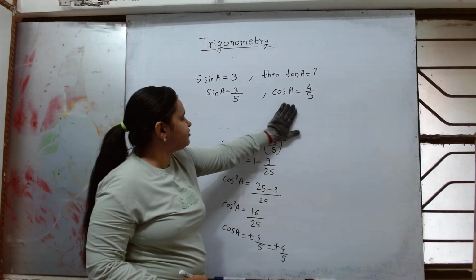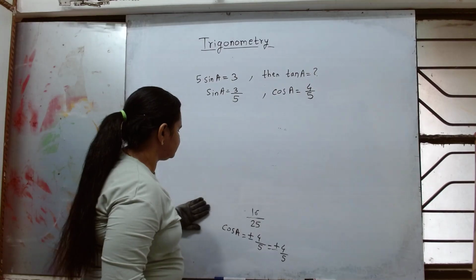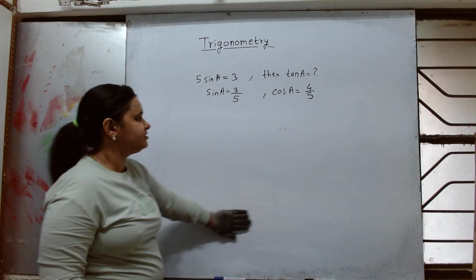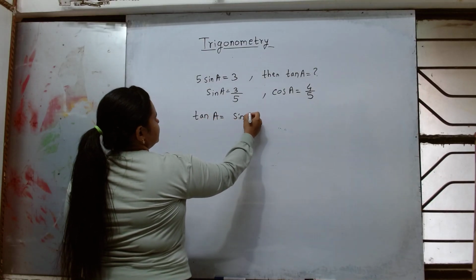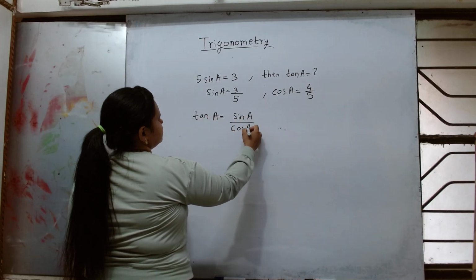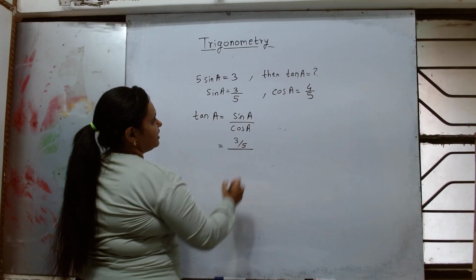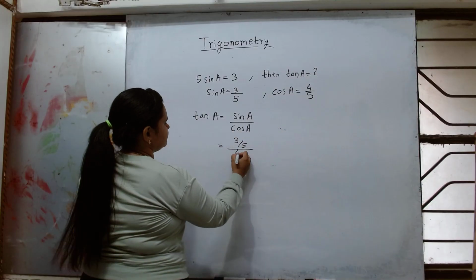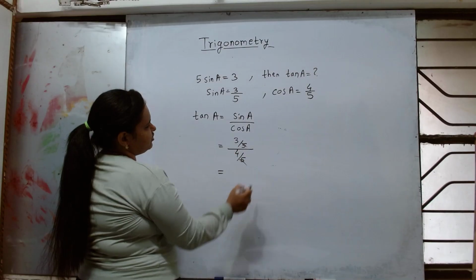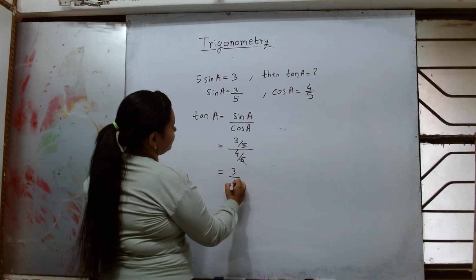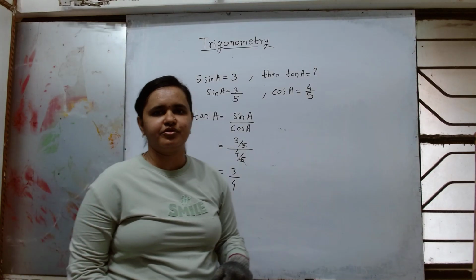Now we have found the cos A. Now can we calculate tan A from sin A and cos A? Yes, because tan A is equals to sin A upon cos A. Then it will be sin A, put the value of sin A 3 upon 5 and cos A is 4 upon 5. So the denominator 5 will get cancelled and we will get 3 upon 4. Same answer, 3 upon 4, tan A will be 3 upon 4, first option.